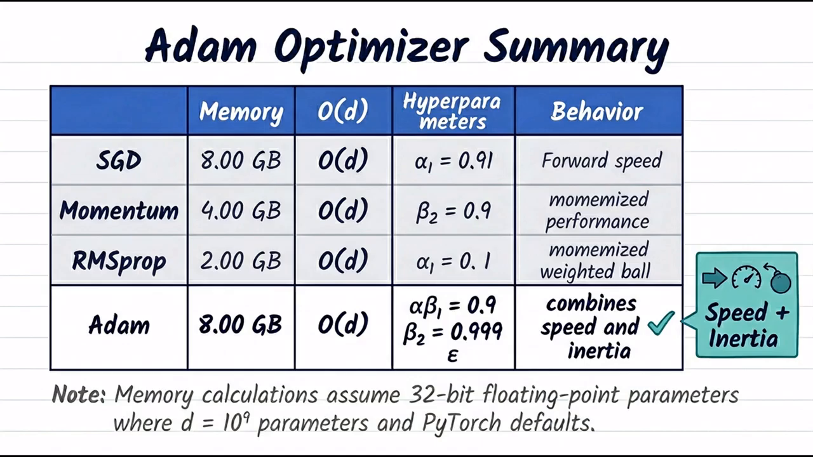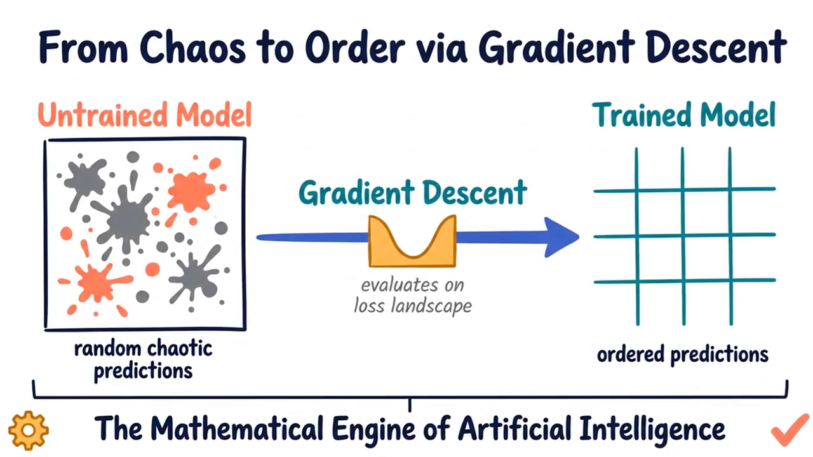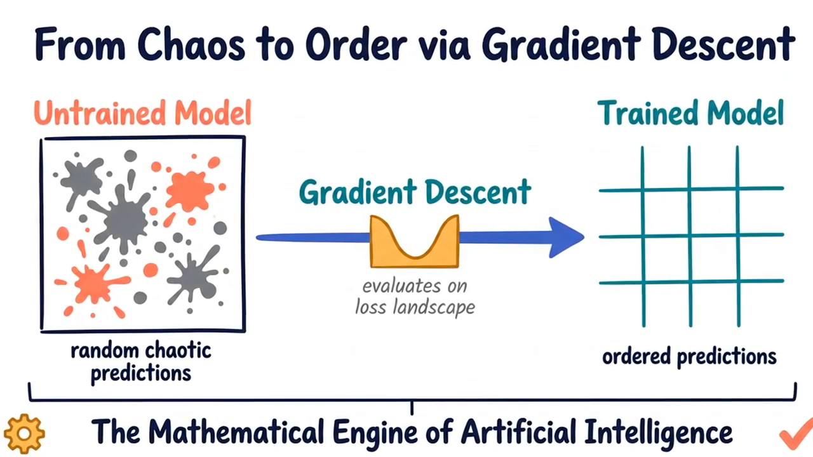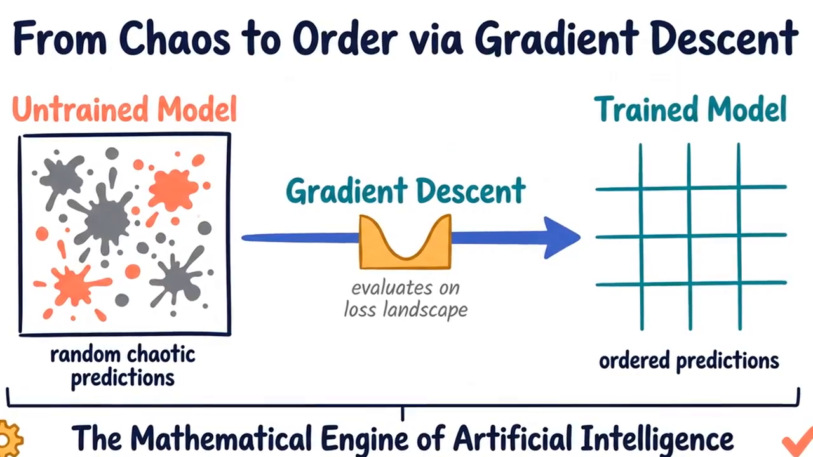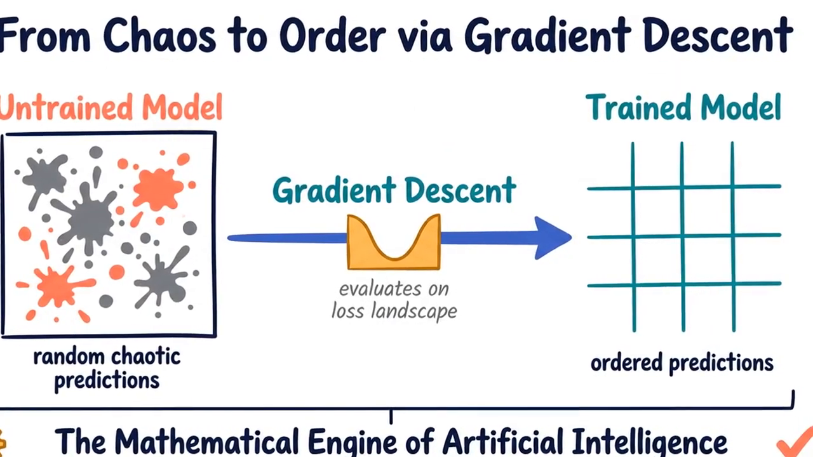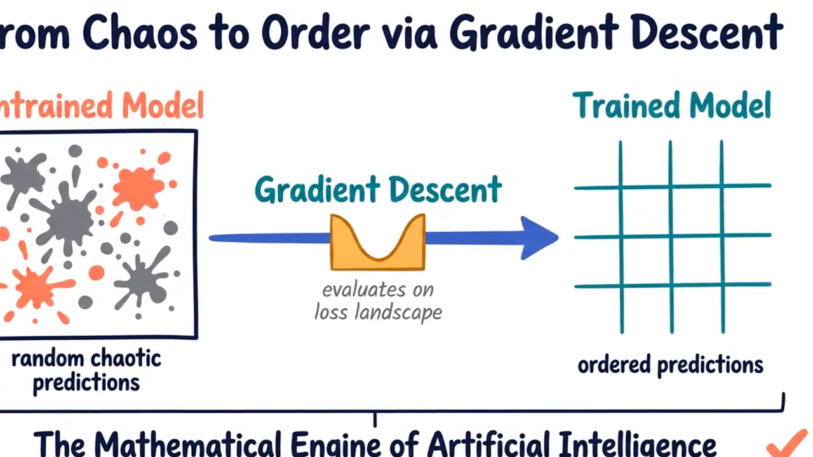In summary, we have seen how gradient descent acts as the mathematical engine of artificial intelligence. It takes the chaotic predictions of an untrained model, evaluates them on a loss landscape, and steps systematically toward order.